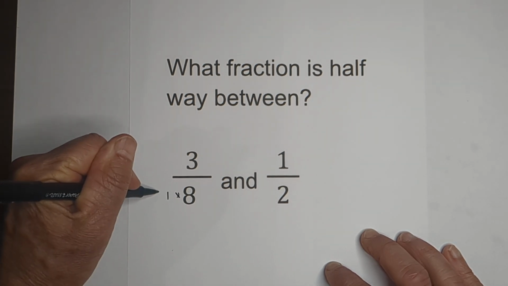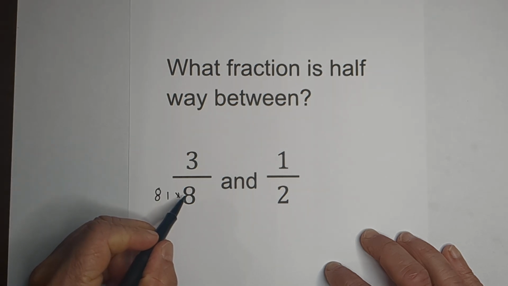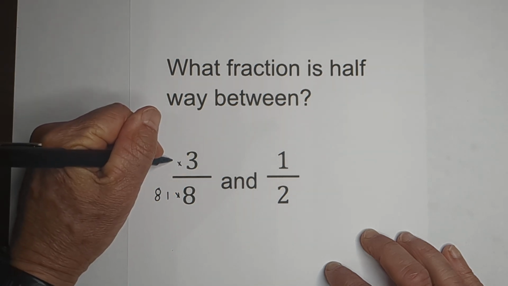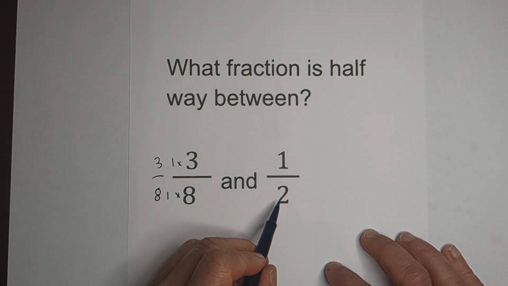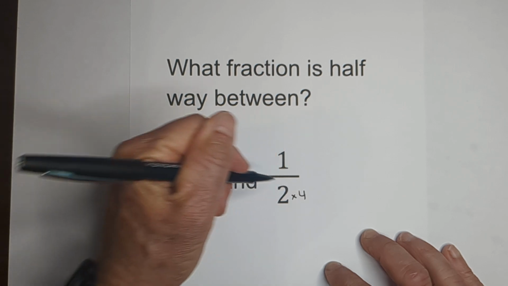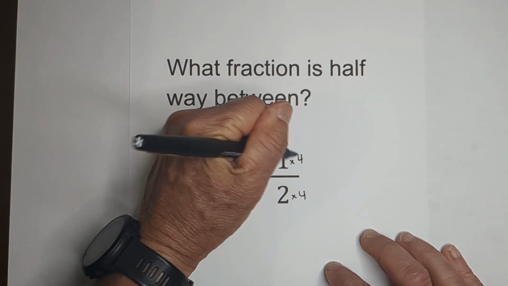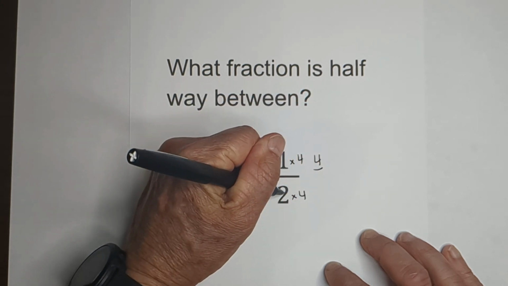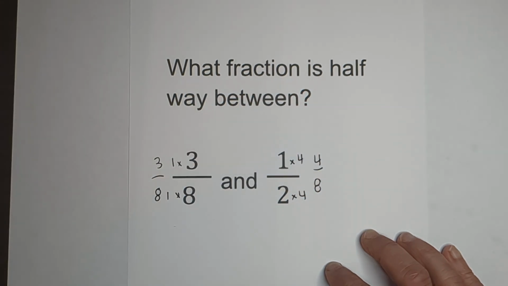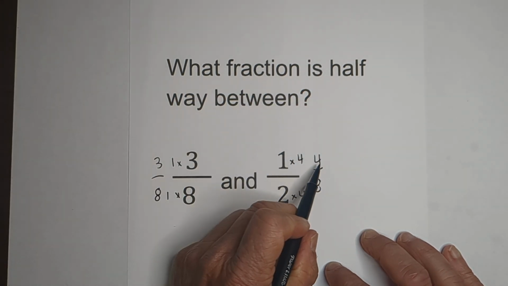8 times 1 is 8. Remember, what we do to the denominator, we need to do the same to the numerator. 3 times 1 is 3, so it remains the same. And then 2 goes into 8 4 times, so we're going to multiply the numerator and the denominator by 4. So that gives us 4. 2 times 4 is 8. So that gives us 4/8. This was 1 times 4 is 4.